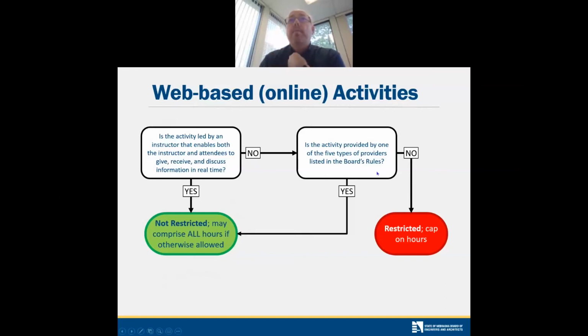So then you would move over here to the right at the top. Is the activity provided by one of the five types of providers? Well, if it's not in real time, but it's provided by one of those five categories of providers, then again, that course is not restricted. But if it is not given by one of those five types of providers, it is restricted and there's a cap on hours. You can only get a quarter of your hours from online restricted providers. This is an issue that comes up all the time with CE audits, and with this webinar, it's something we're trying to help reduce for the board.